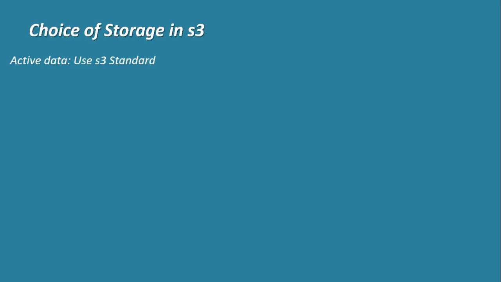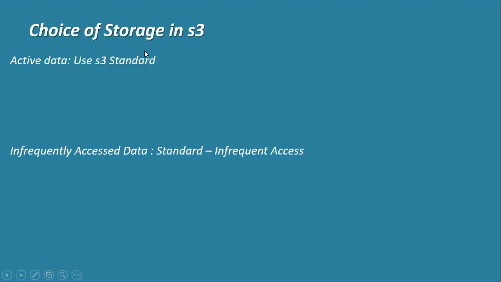The first one is for active data. We name it S3 Standard, if you have active data which you are accessing frequently on a daily basis, like for your website or for managing any kind of videos. In that case, you can go ahead and use S3 Standard. And for infrequently accessed data, which you are not accessing frequently and which is not live data, you can go for Standard Infrequent Access. This is cheaper than the standard S3 because AWS does not have to manage your live data.